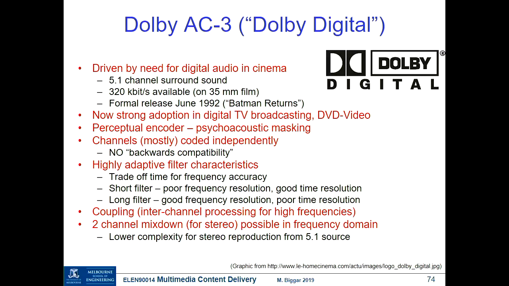Of course, they weren't worried about trying to make things backwards compatible, so they had more freedom than the MPEG group. So once it was developed and available for cinema, it was also adopted widely in digital TV broadcasting and DVD videos. They commonly use Dolby Digital as well. I mentioned MPEG-2 or MPEG-1 Layer 2 with regard to digital TV broadcasting. In fact, they're both used. So what about the Dolby encoder?